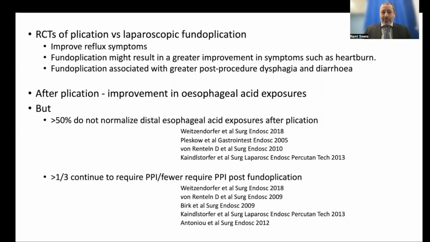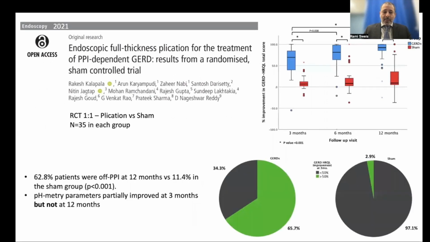The randomized controlled trials of this device versus laparoscopic fundoplication show that it does improve reflux symptoms, but the fundoplication results in a better response, although the fundoplication does lead to higher risk of post-procedure side effects such as dysphagia and diarrhea. After the plication device is used, over 50% do not normalize the distal esophageal acid exposure, and over a third continue to require PPI therapy.